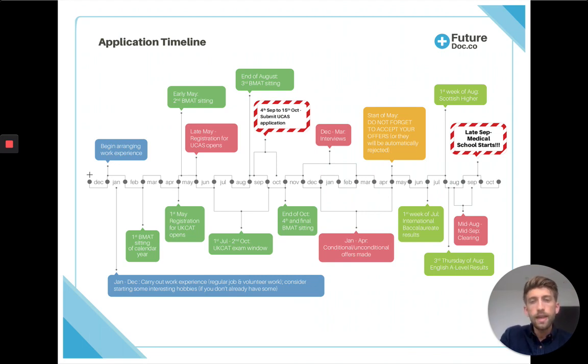So the blue is everything related to work experience and extracurricular activities. The dark green is aptitude tests. The red is everything related to the UCAS application process. And the light green is just for exams. And then the yellow is just a massive reminder that when you get offered a place at medical school, make sure that you accept it, because otherwise you lose it.